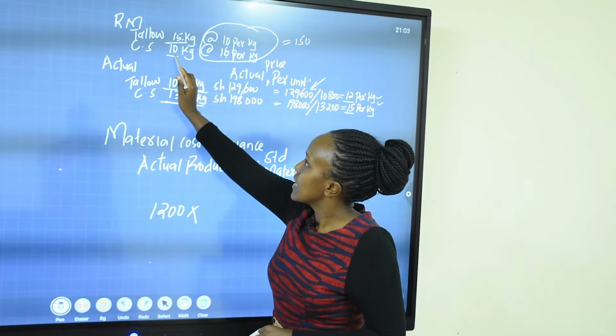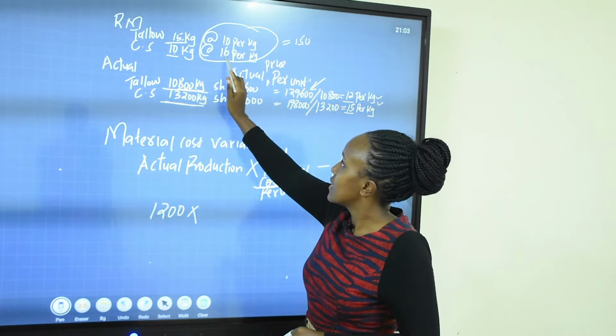Then you are going to use 10 kgs of caustic soda, and each one of them is expected to cost 16 shillings. So you are going to end up using 160 shillings on caustic soda. Now, remember, here we are not talking about price but cost. Cost is a multiplication of both the kgs that you plan to use and the money that you plan to spend per kg. So looking at that, it means that the standard cost of material is 150 plus 160. So the standard material cost is going to be 310, which is the sum of the two.